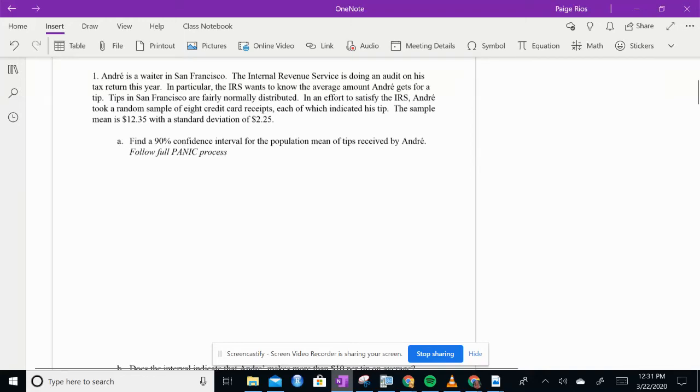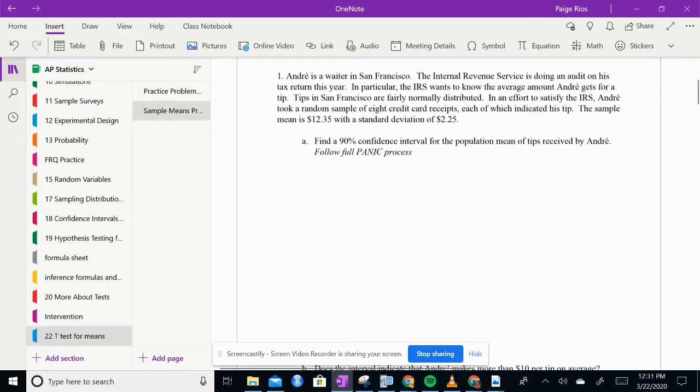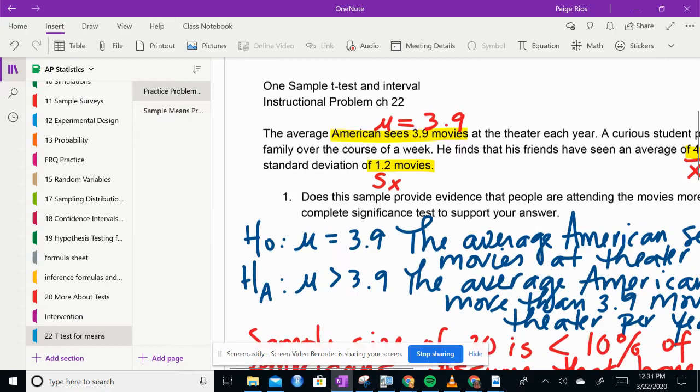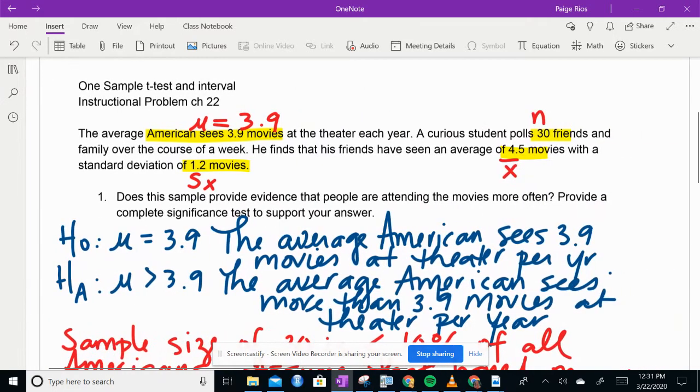Hi, everyone. I'm going to take you through what is expected for Chapter 22 today. I'm going to take you through this practice problem that is essentially following the same process as the proportions. It's just now we have different parameters and need to set up with a t-test instead of a z-test.